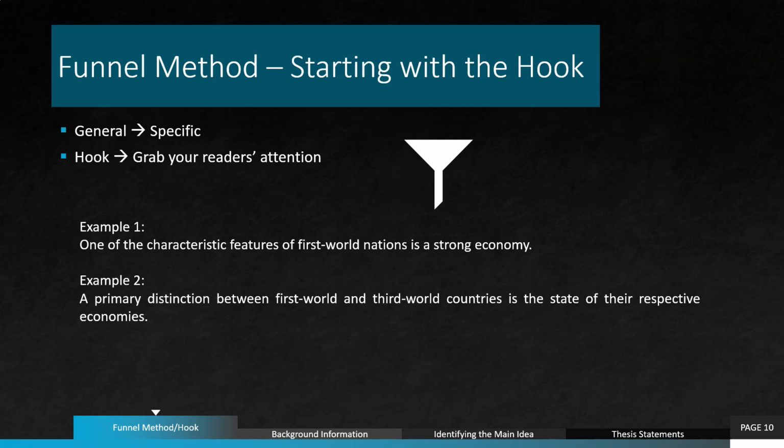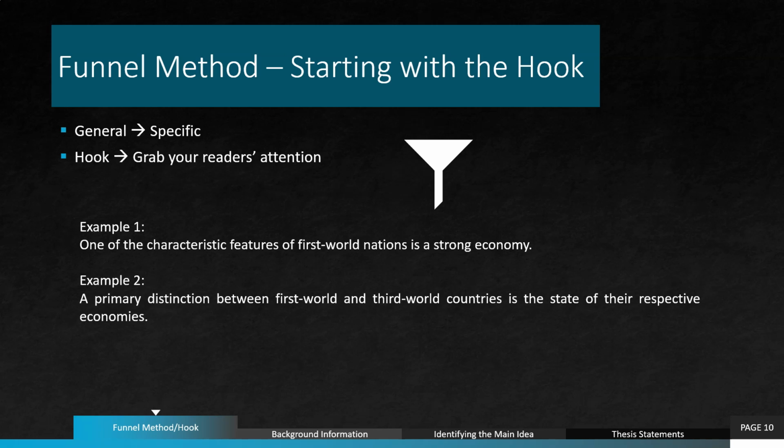A couple of examples. Example 1: One of the characteristic features of first world nations is a strong economy. Example 2: A primary distinction between first world and third world countries is the state of their respective economies. We get the general idea that this text is going to be talking about economy. And with the mention of first world and third world countries, we know that we're going to be comparing or looking at a couple of different countries.